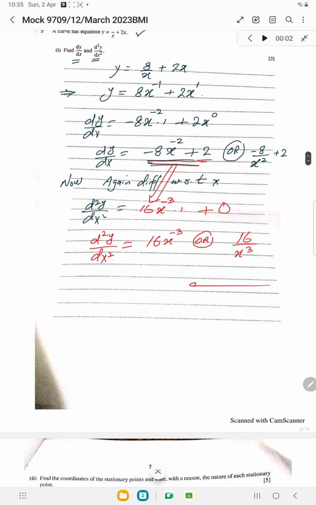Okay, let's proceed to the second part of the same question. Here you are going to find the coordinates of the stationary points and state, with reason, the nature of the stationary points. For the stationary points, as you are all well aware, we first find dy by dx and equate it to 0, as this is a consequence of part 1. In part 1 we already found the first derivative, and we need to equate that to 0. The first derivative was minus 8 over x square plus 2, and that should be 0.